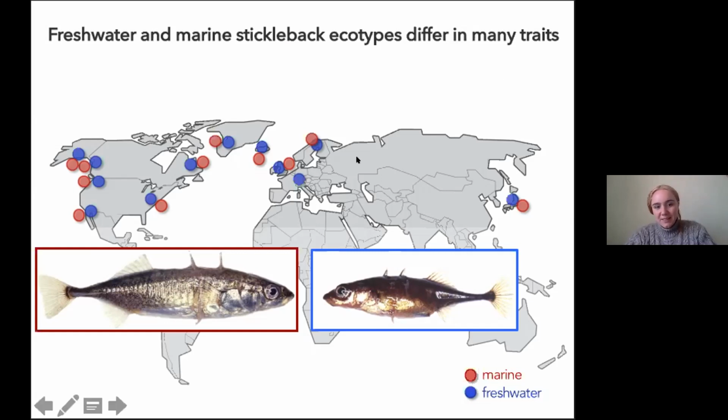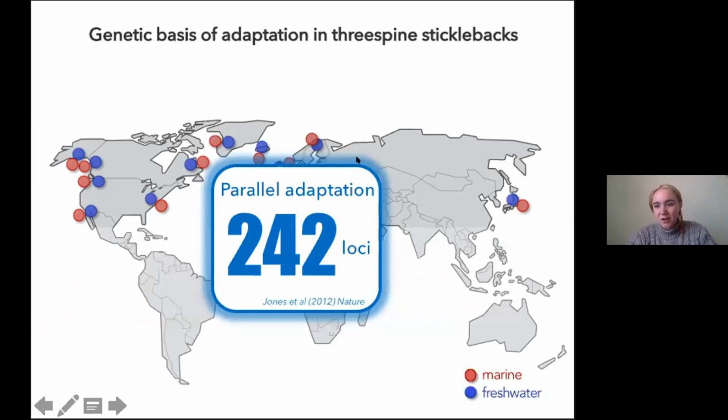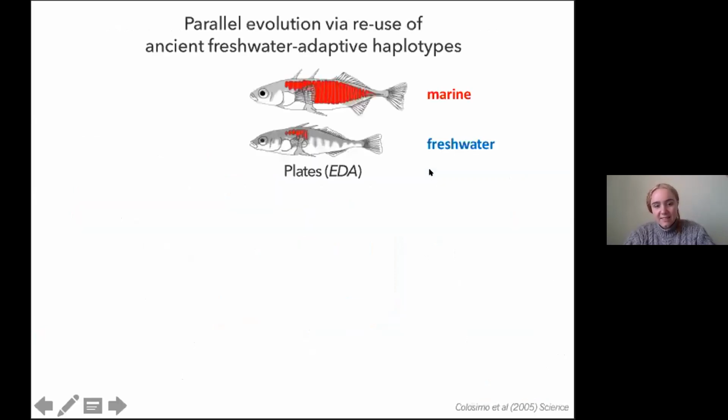Throughout the last 20 years of research on this organism, of the genetic basis of adaptation, 242 loci were found that are consistently divergent between marine and freshwater sticklebacks, and that seem to be important for parallel adaptation. And one classical example for this is the Eda locus. The Eda locus is controlling 70% of the variation in plate morphology. So the marine ecotype is normally completely armored, whereas the freshwater ecotype is showing reduced armor plates.